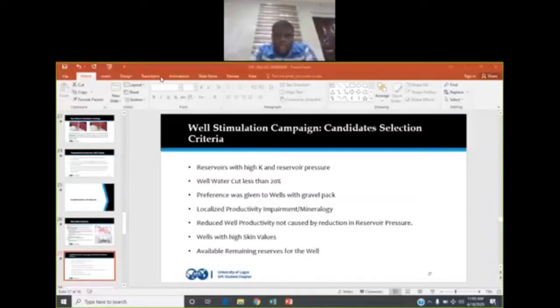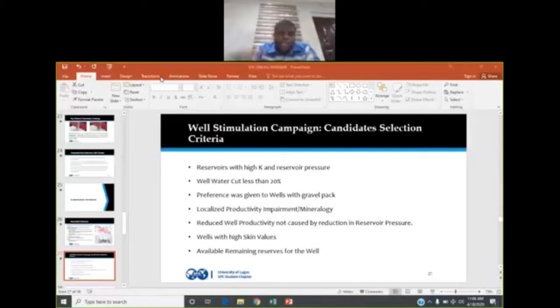So we looked at reservoirs with high permeability and high reservoir pressure. Permeability is very key, because with stimulation we can restore the permeability of the near well, but it cannot increase it. We looked at these reservoirs because we do not want to fail. This was the first time my company would be making use of microemulsion technology, so we want to ensure that we do not fail when we go ahead and carry out the stimulation job. So we looked at reservoirs with high permeability and high reservoir pressure.